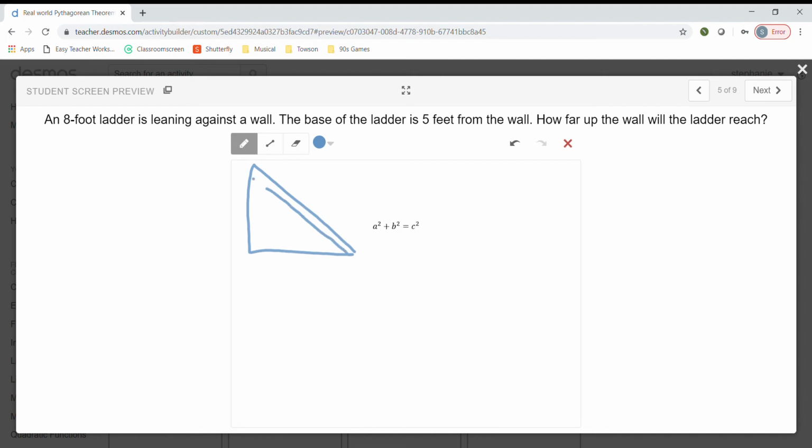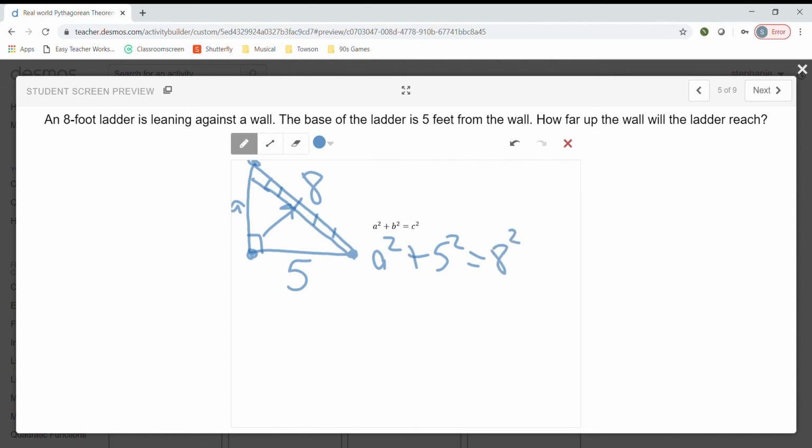I'm going to pretend it's a ladder. It's 8 foot. All right, the base of the ladder is 5 feet from the wall. So from the end of the ladder to the wall is 5 feet. So we need to figure out how far up to here the ladder is. So this right now is missing. So here's my right angle. We know 8 is going to be C. We're going to label the one that goes up and down A. So A squared plus B squared, which is now 5 squared, equals 8 squared.